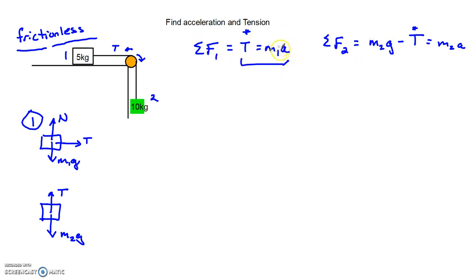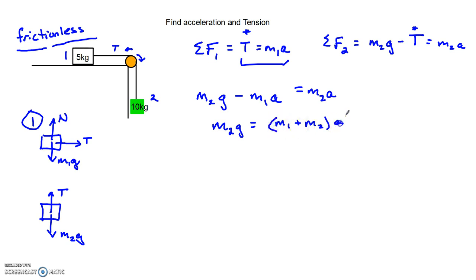This is another simple one because we can just do a substitution. I can take M1A and substitute it in for tension in the second equation. So I have M2G minus tension, or M1A, equals M2A. Move my A things together, so M2G equals M1 plus M2 A. I skipped a little algebra step there. When this comes over here, it'll be a plus M1A, and then I factored the A out.